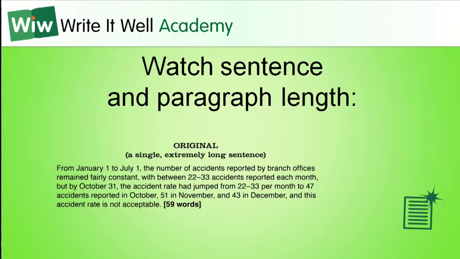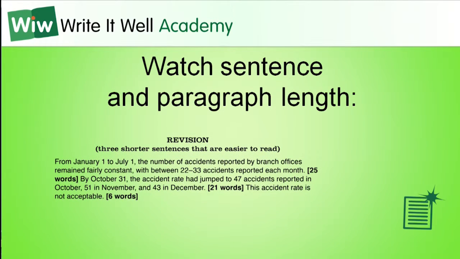So here's an example. This one is 59 words. It also has lots of numbers in it. If you're using, again, technical information or anything that has a lot of numbers, you want to break it out into ways that a reader can pretty easily skim or scan through the information and digest it. Here's a revision, at least with shorter sentences. Again, we've used 25 words instead of 59: 25, 21, and 6. Okay, so this accident rate is not acceptable. That's the last sentence. It's short, succinct, to the point.